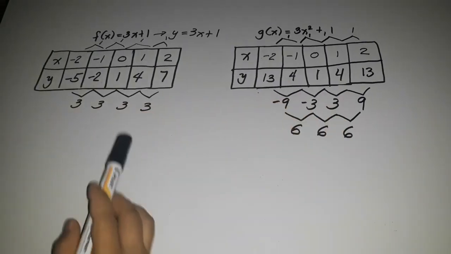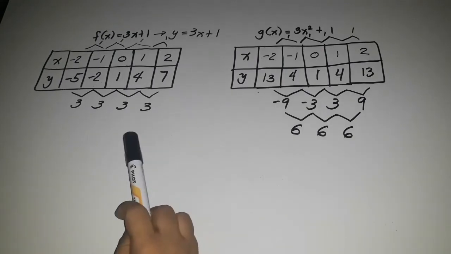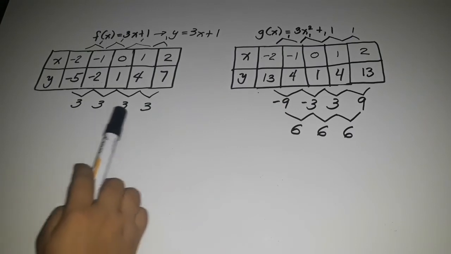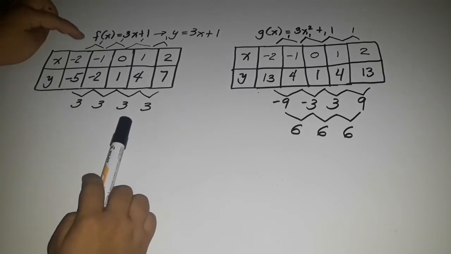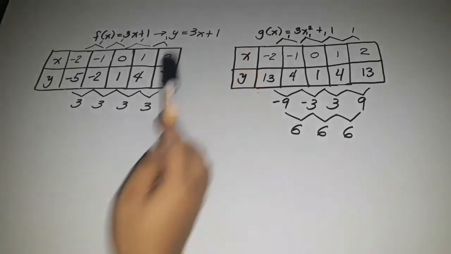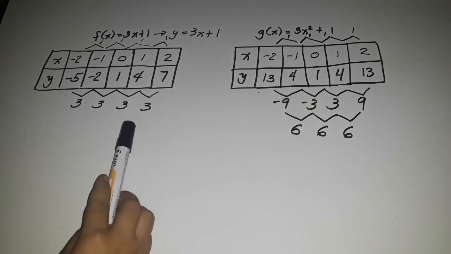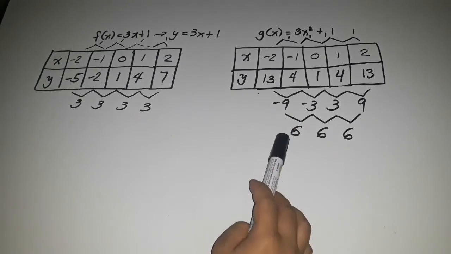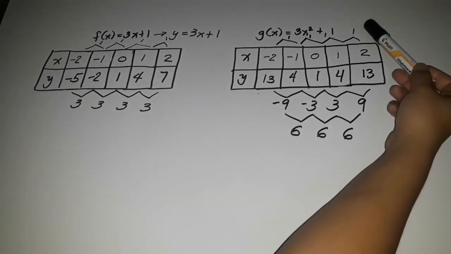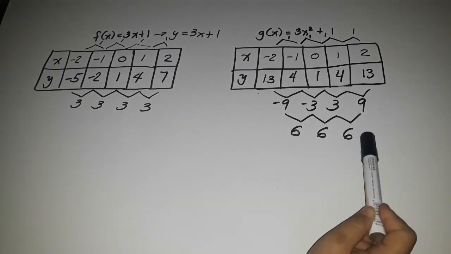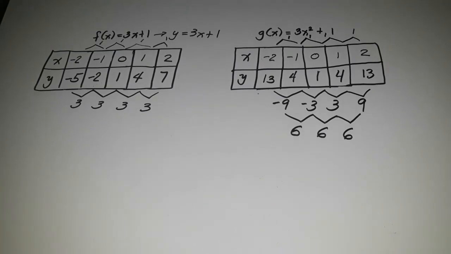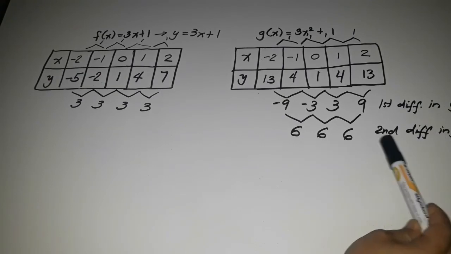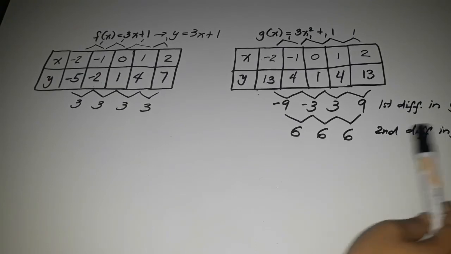Okay, so ano ang naoobserbahan natin between the two functions? Kapag linear function, equal differences sa x leads to equal differences sa y. Okay, dito sa quadratic function, equal differences in x produce second equal differences in y. Okay, so ito yung first differences in y, ito yung second differences in y.